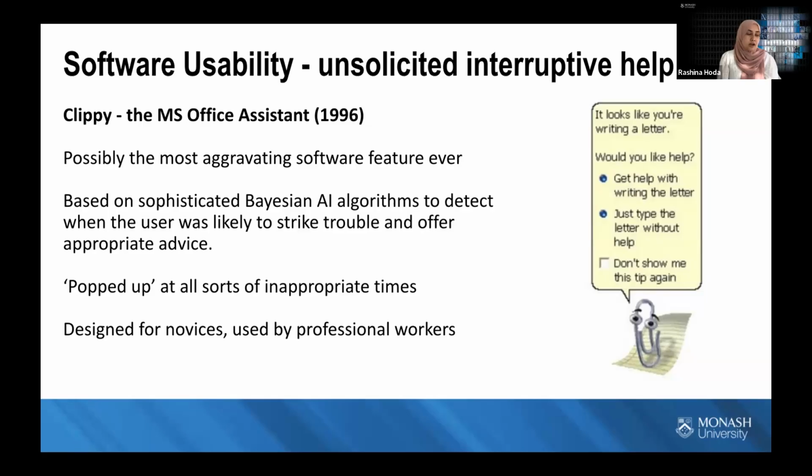And the irony is it's actually based on quite a sophisticated Bayesian AI algorithm, which detects when the user is likely to get into trouble, like getting stuck with something. Then it uses that opportunity to offer advice that it thought was appropriate anyway. So there was a lot wrong with this, especially in terms of the number of times it popped up and all of the inappropriate places it popped up in.